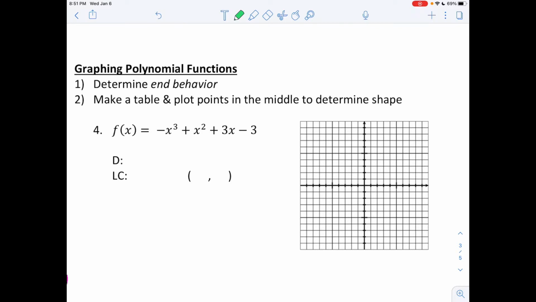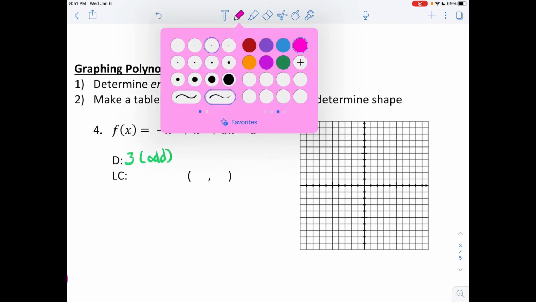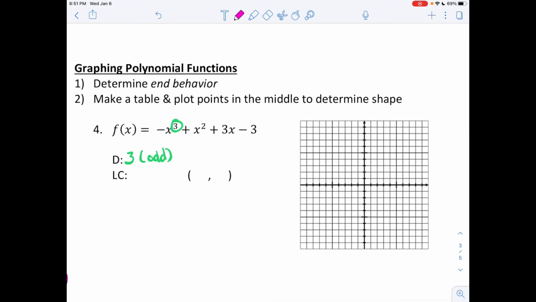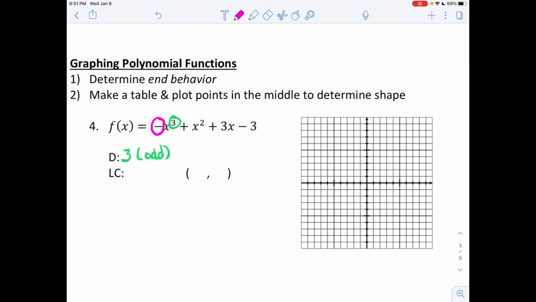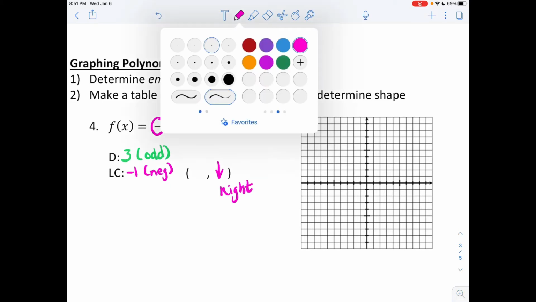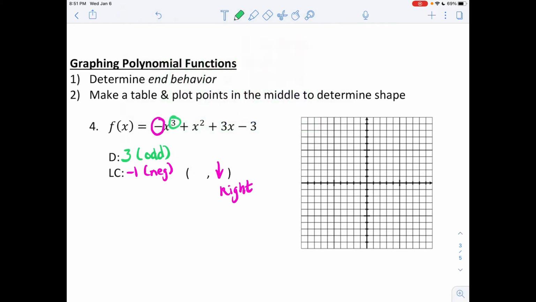So again, we will start with identifying our degree, which for this is 3, which is an odd number. And our leading coefficient is the number in the front of that term. We have a negative, but that would be a -1. So we have a negative leading coefficient. Negative leading coefficient tells us that the right arrow is going down. And the fact that our degree is odd tells us that the left one is going opposite.